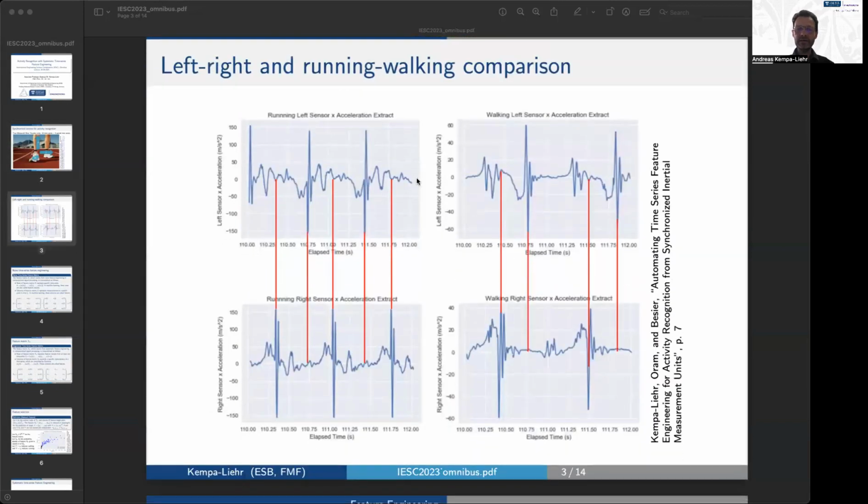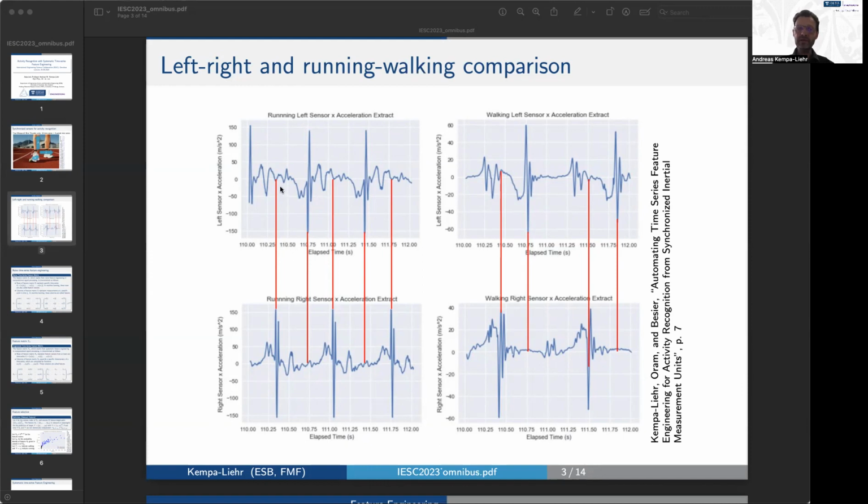Now, let's have a look at some examples for 2 different activities. What we're seeing here on these 4 plots, on the left-hand side, we're seeing running, and on the right-hand side, we're seeing walking. The first row is the left sensor showing the acceleration in X direction, and the bottom row is the right sensor also showing the acceleration in X direction. What we're seeing in this running example is that we've got 3 peaks on the left column and only 2 peaks on the right column. So, for example, if we want to distinguish running and walking, we could just count the number of peaks for one of these windows, being an example of the different activities.